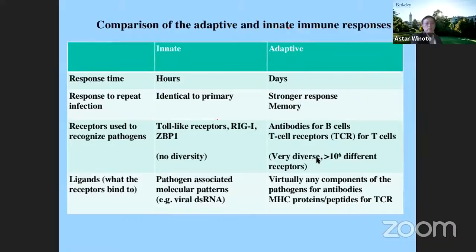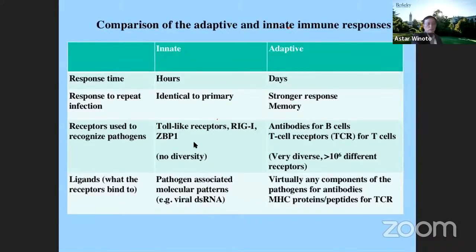So it's incredibly diverse. In fact, there are around 1 million different receptors for T cell, and for B cell, it could be 1 billion different receptors. So that's the most important aspect of the immune system, because that's how it can basically get rid of a lot of other pathogens. You remember the pathogens in the environment, there are so many of them.